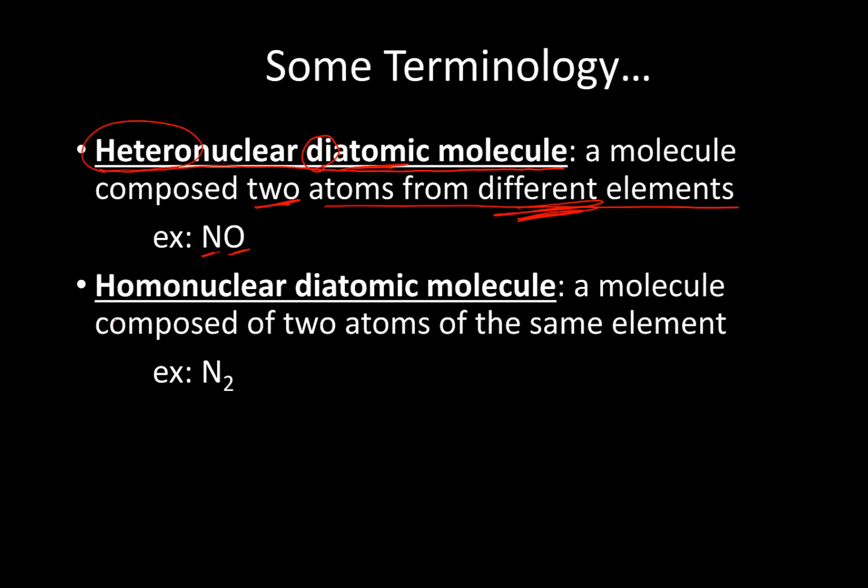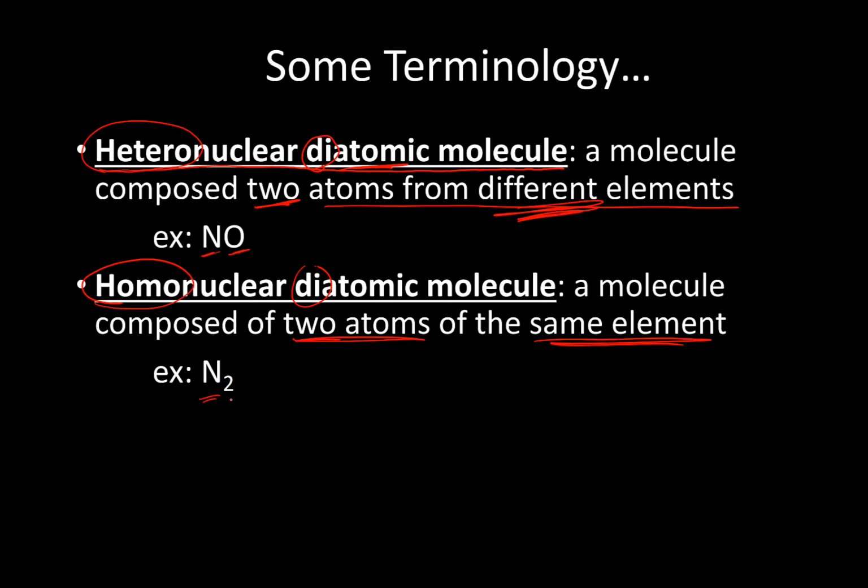Another type is homonuclear diatomic molecule. Homo means same, so atoms of the same element, and diatomic still means two. So two atoms of the same element. So you've got two atoms of nitrogen, same element.